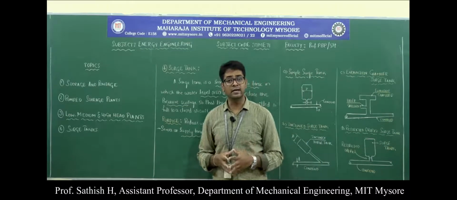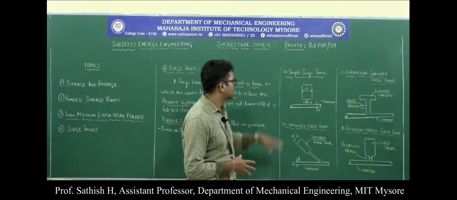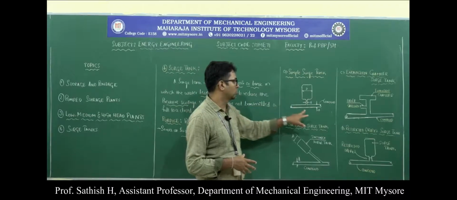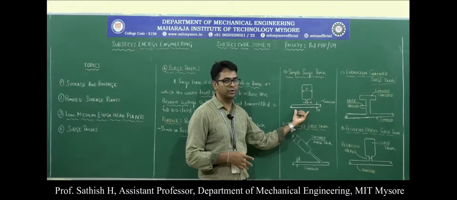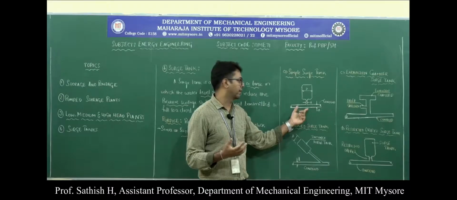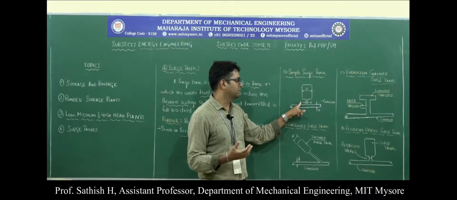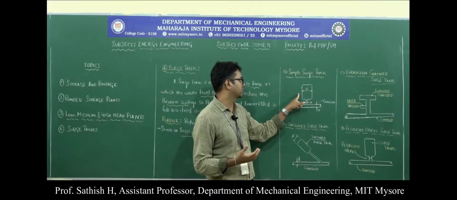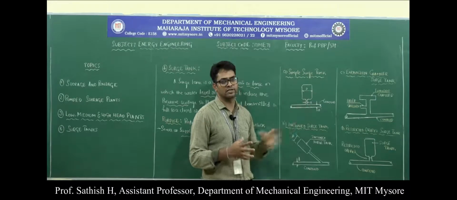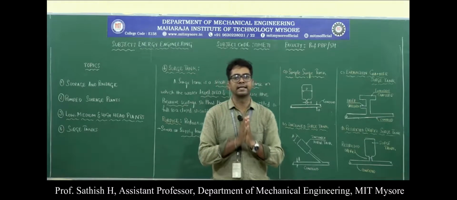Okay, we will try to discuss one by one. So the simple surge tank looks like this. We have a conduit in which the water is flowing, which, with the help of this short pipe, is connected to the surge tank here. This is a surge tank, which is normally cylindrical in shape.